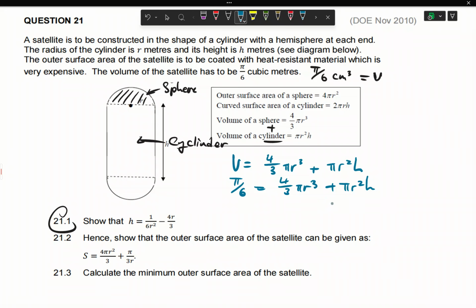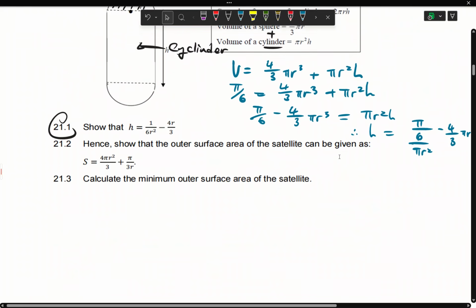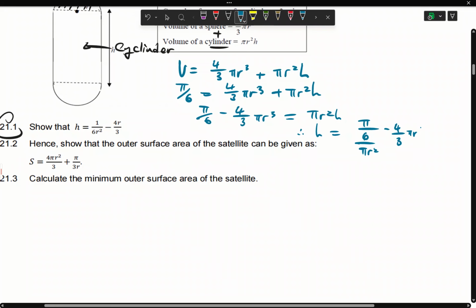So we have to make h the subject of the formula. This is pi all over 6. Take this to your left, minus 4 all over 3 pi r cubed, which equals pi r squared h. To find h, simply divide both sides by pi r squared. So this will be pi all over 6, minus 4 all over 3 pi r cubed. Oh, sorry, I was out of space there. And then divide by pi r squared.